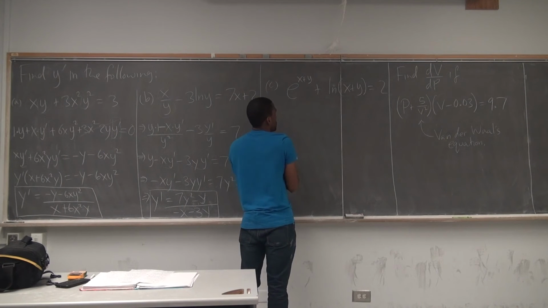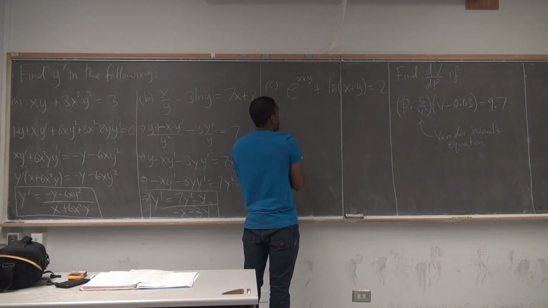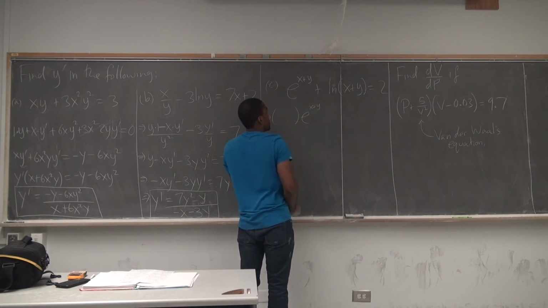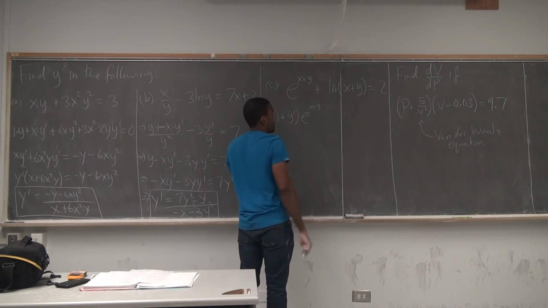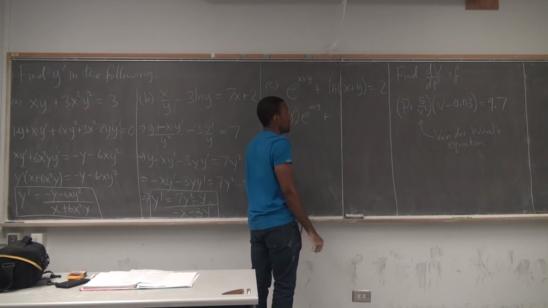What happens here? How to differentiate an exponential? Exponential, remember, is the derivative of the power times the original function. What's the derivative of the power? Derivative of x plus y. Okay, that was done. Now move on to the ln. Derivative of ln is what?